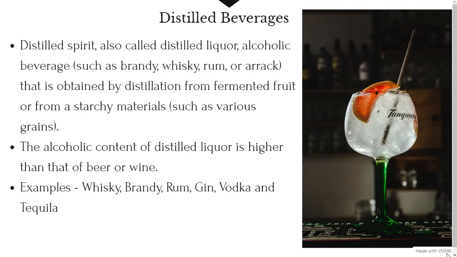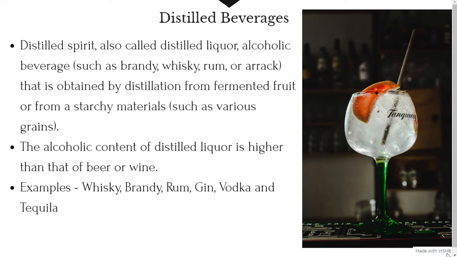Moving ahead, we have distilled beverages. A distilled spirit, also called distilled liquor, is an alcoholic beverage, and the examples include brandy, whiskey, rum, arak. They are obtained by distillation from fermented fruit or from starchy materials. The mash that is utilized in production will change depending on the type of spirit being manufactured. For example, whiskey is manufactured from barley, wheat or corn, whereas rum is manufactured from molasses and brandy is manufactured using grapes.